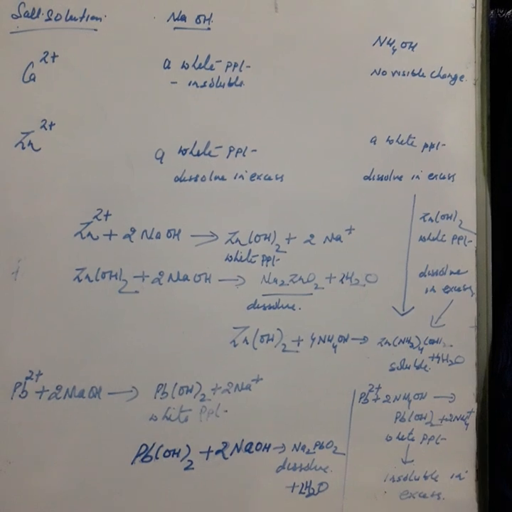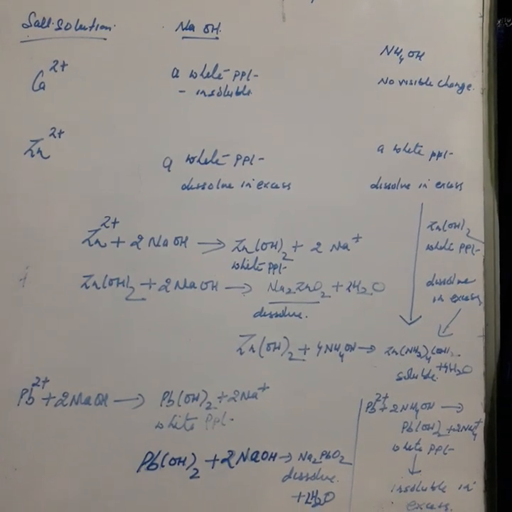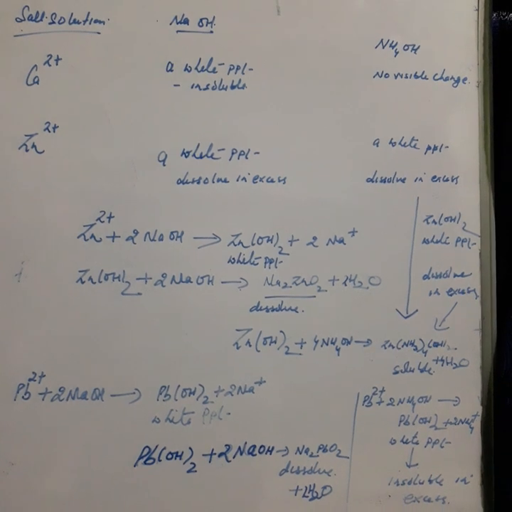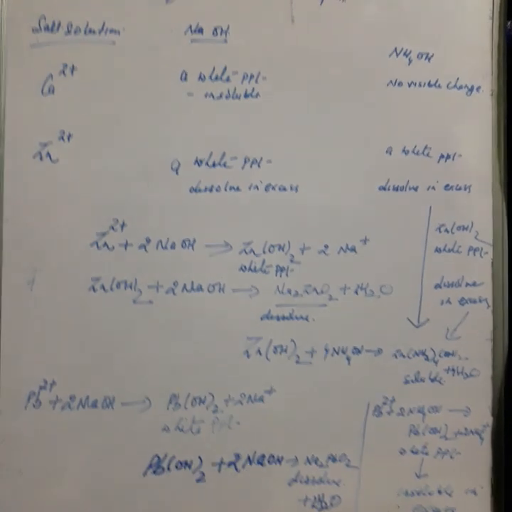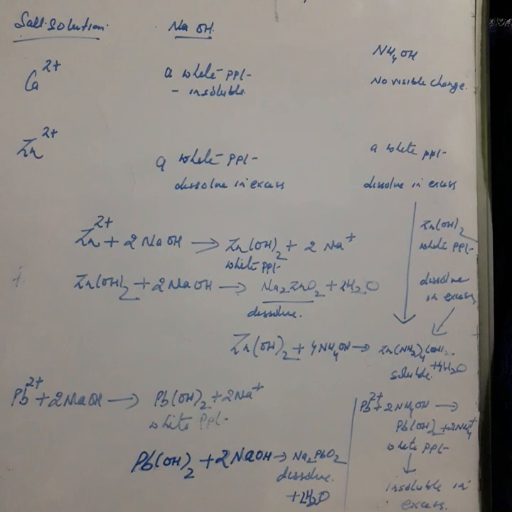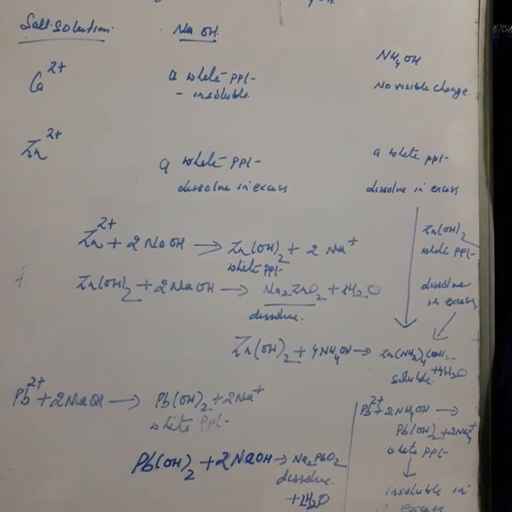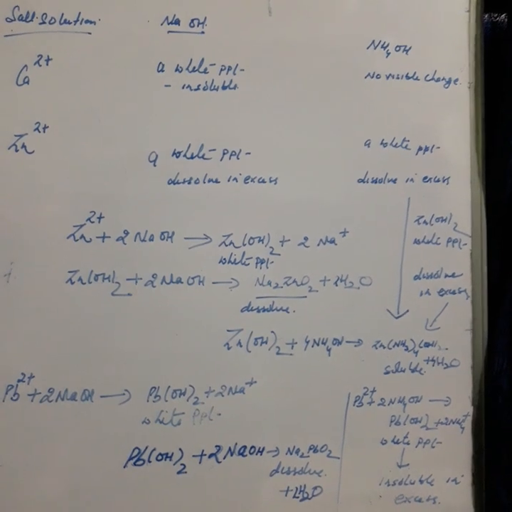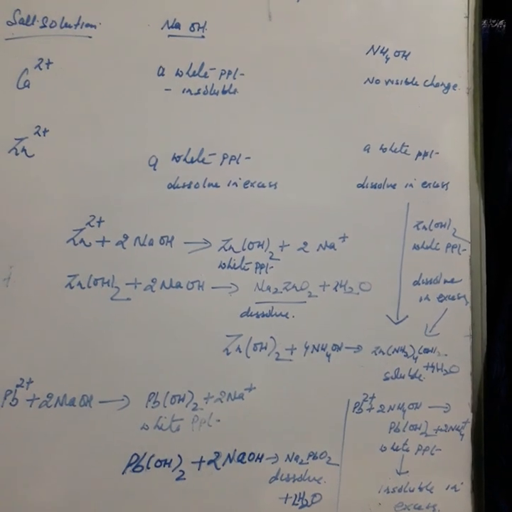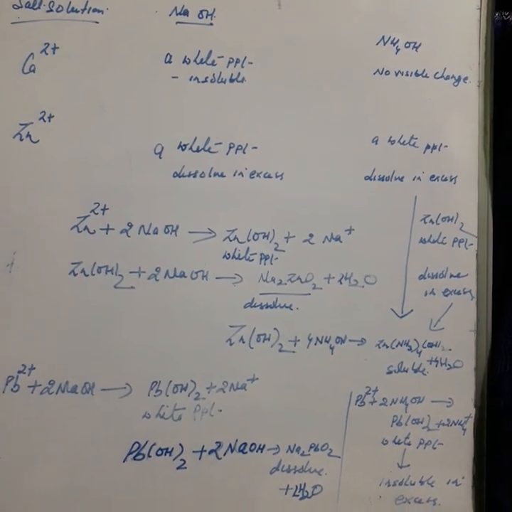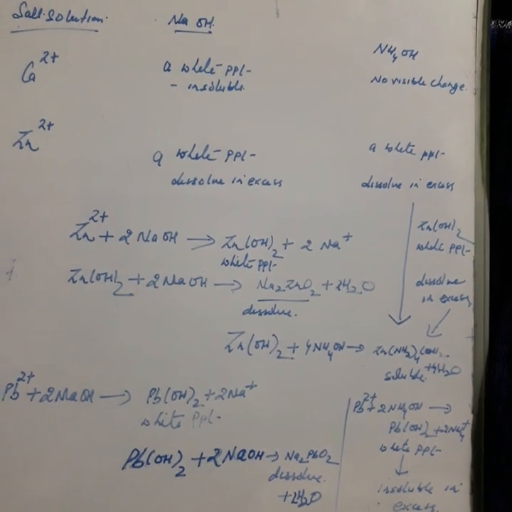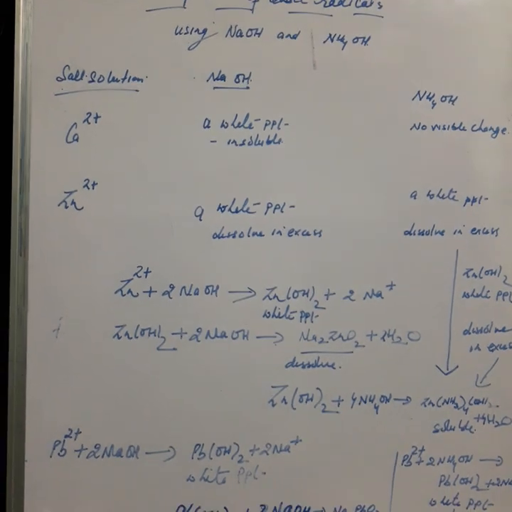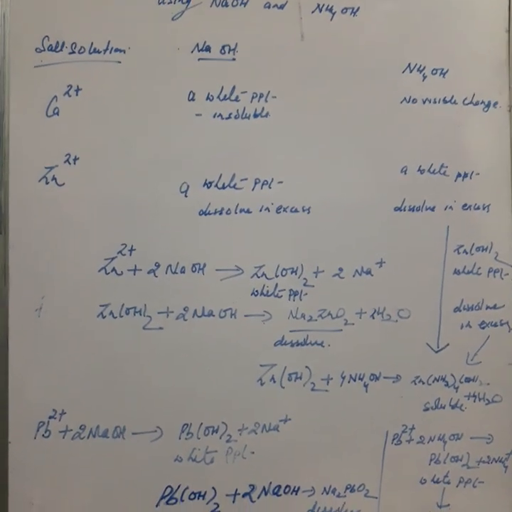Very important topic. Every year near about 6 to 7 marks questions are framed from this topic, practical chemistry. Even this year also 7 to 8 marks questions were framed. So let's start. Today I will explain how to identify basic radical using two reagents, sodium hydroxide and ammonium hydroxide.